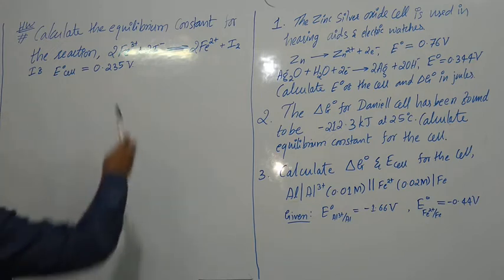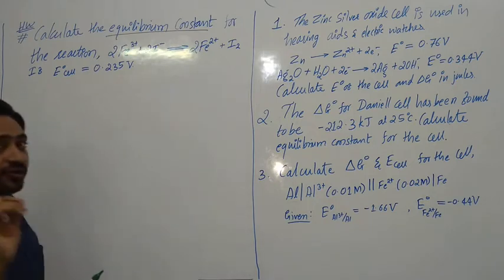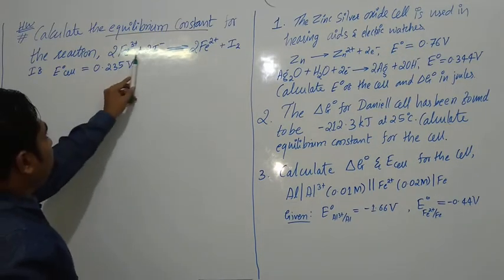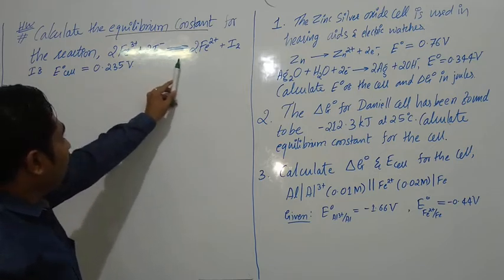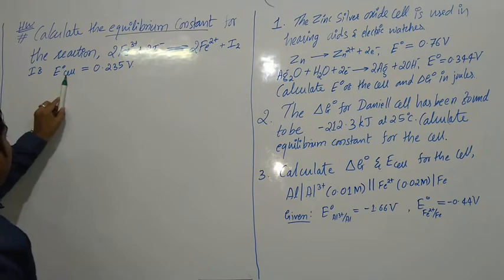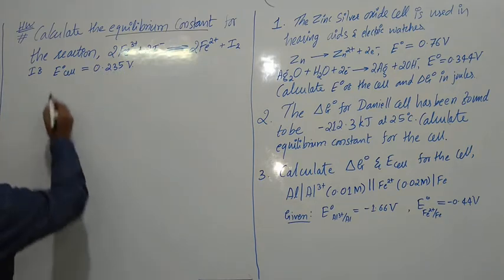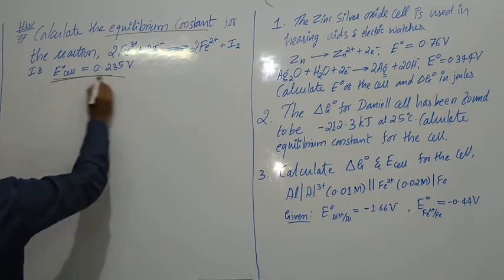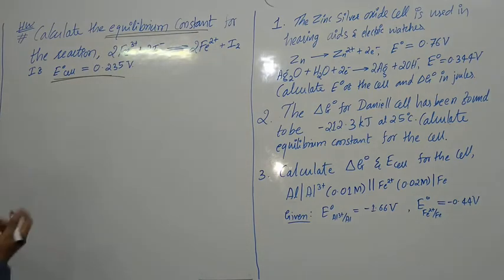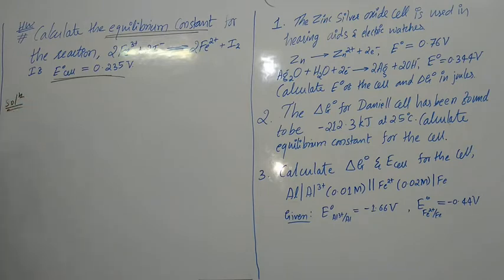Calculate the equilibrium constant, the value of Kc, for the reaction 2Fe3+ + 2I- gives 2Fe2+ + I2, if E° cell is equal to 0.235 volt. They have given the value of E° cell, and by using this we have to calculate the equilibrium constant. So what is the formula to calculate equilibrium constant? Do you remember the formula?